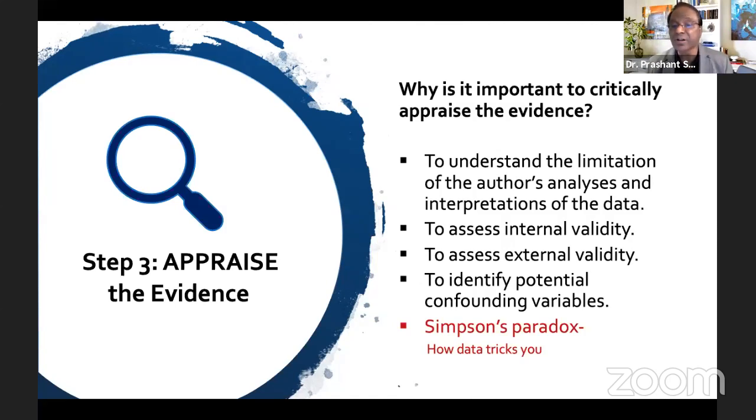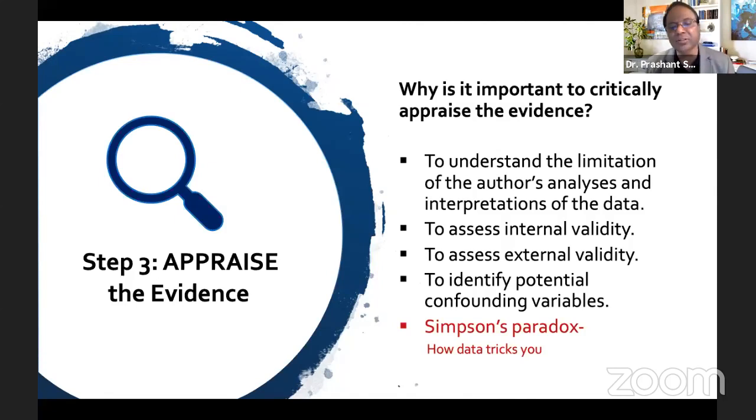We also need to assess the external validity, that is, whether the results obtained in this study or trial are applicable to a larger population or to my patient. That's called external validity. And then we also need to identify potential confounding variables. Is there any third variable which is actually influencing your outcome?